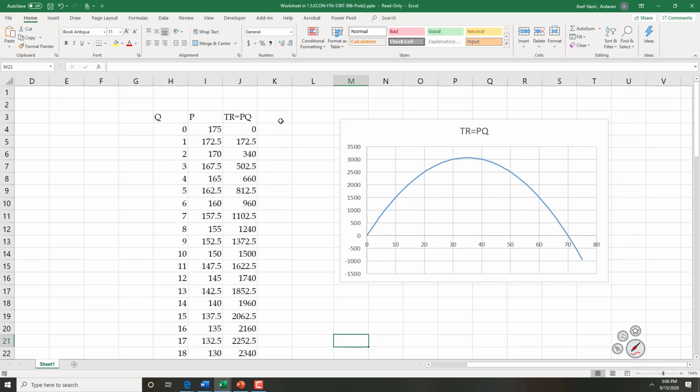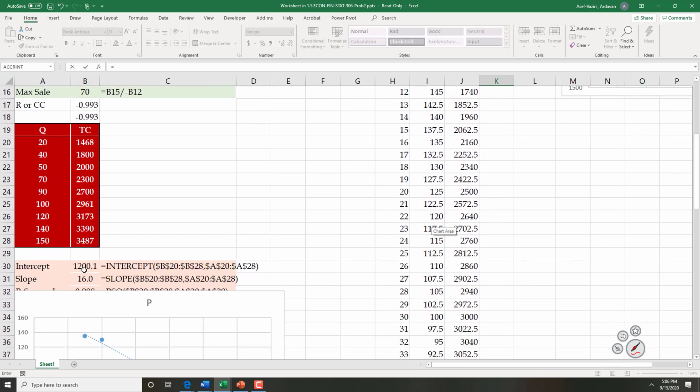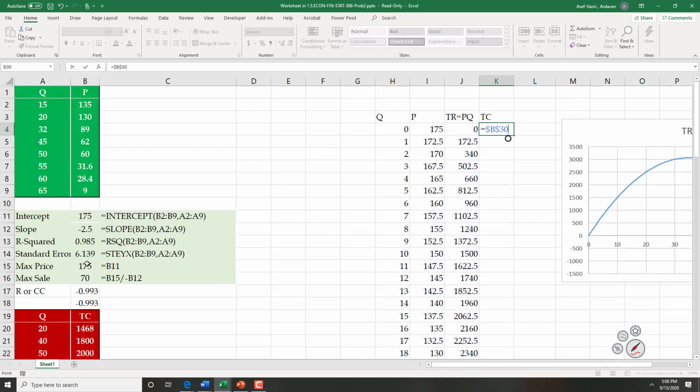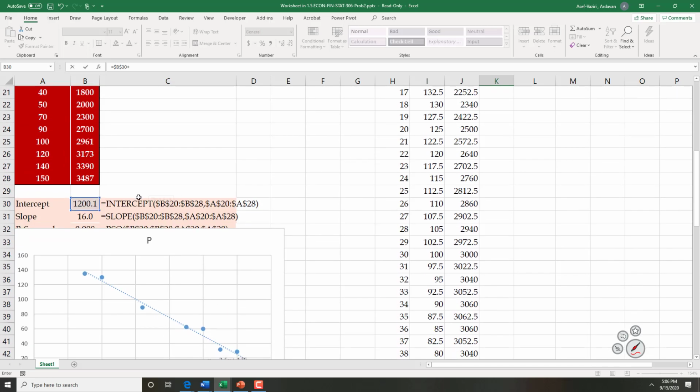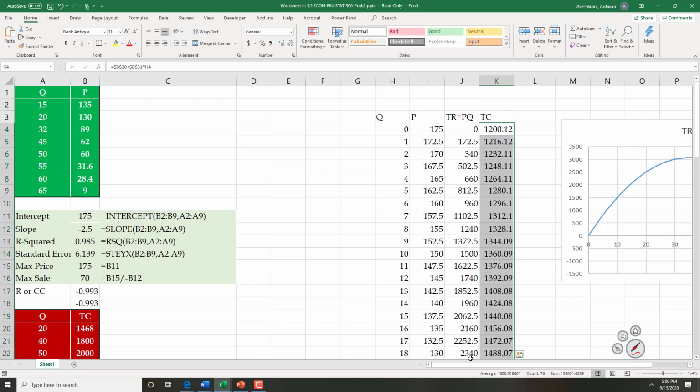Now I go here and I type total cost. Total cost is equal to fixed cost. My fixed cost is here, and I lock it because I'm going to copy it down, plus my variable cost, and my variable cost is right here, and I lock it because I'm going to copy it down, multiplied by quantity produced, and we assume quantity produced and quantity sold are the same. And then I copy this down.